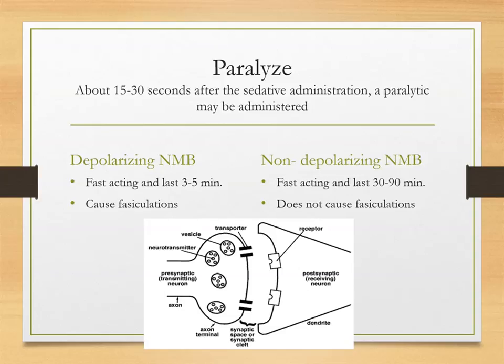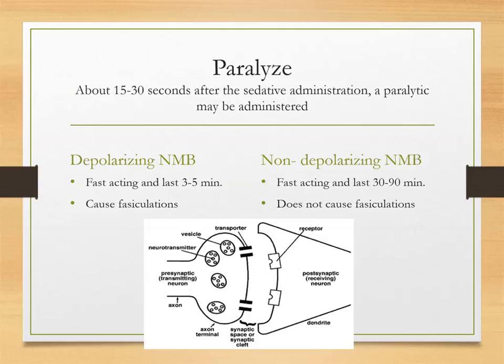With non-depolarizing neuromuscular blockers, these are competitive antagonists of acetylcholine, so they're going to do the opposite. They're going to bind to the post-junctional receptors, and it's going to prevent depolarization. And so we're not going to have that one last flood of acetylcholine before the patient is paralyzed, so we won't have the fasciculations. Again, like our depolarizing neuromuscular blockers, the non-depolarizing ones are fast acting, but they last 30 to 90 minutes. And like I said, they do not cause the fasciculations because there's not that flood of acetylcholine.